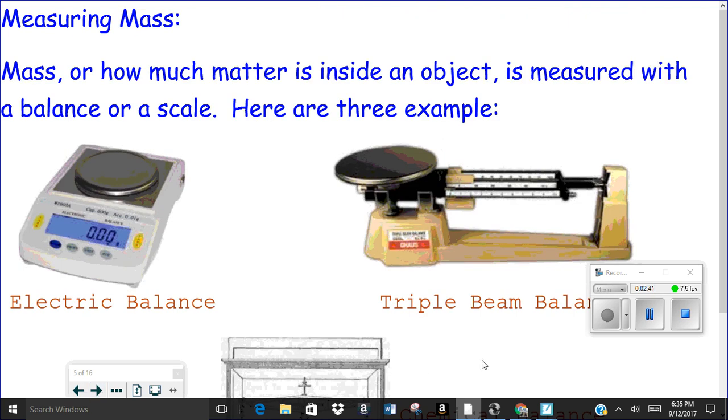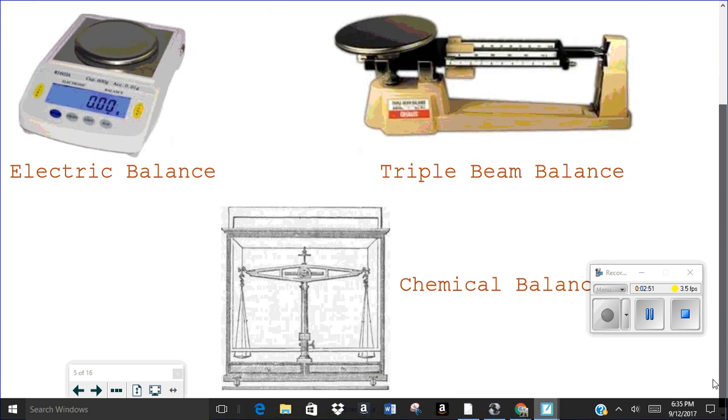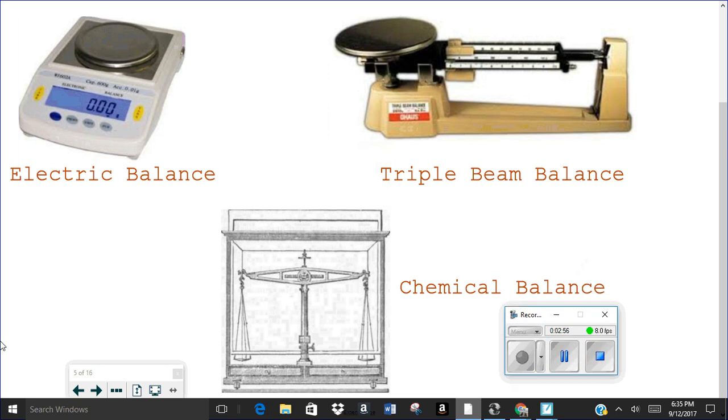This is all review. You've seen this in other science classes. Mass is measured on a balance or a scale. Here are 3 examples of balances or scales. The first 2, the electric balance and the triple beam balance, will be used in this class, and you used them in the measurement lab.